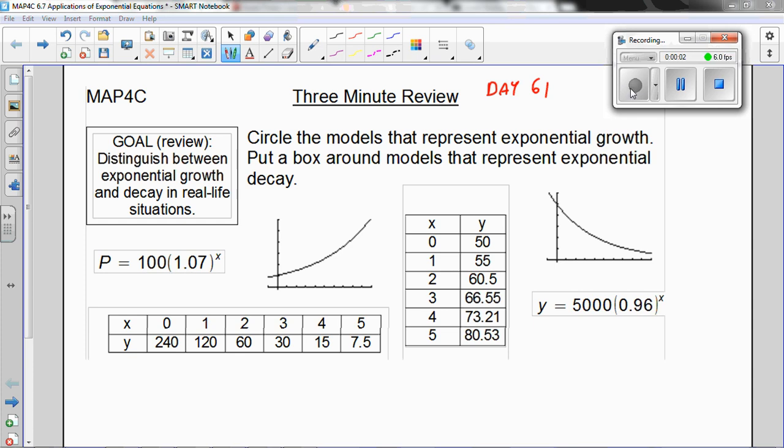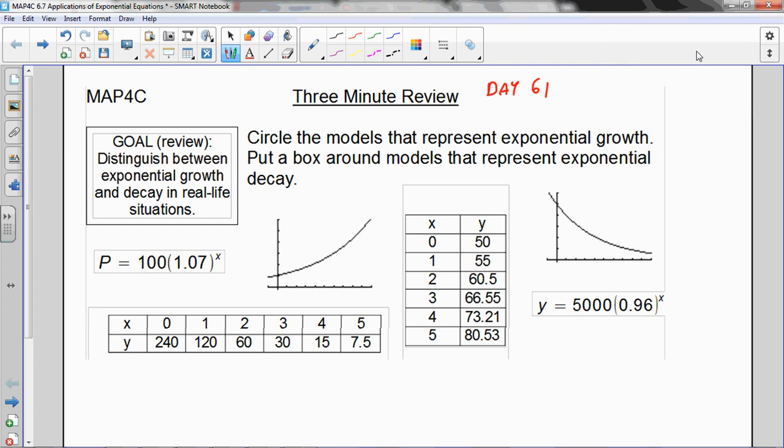Welcome, MAP4C, day 61. The lesson is 6.7 applications of exponential equations, the last day of new stuff on chapter 6. And it's a bit of a long lesson, so you're going to have to strap yourself in here. Thankfully, it's nothing really new. It's review of stuff we've taken this chapter and last chapter. We're kind of combining them into one lesson. So even though there's several examples, I'm hoping that it's nothing too difficult.